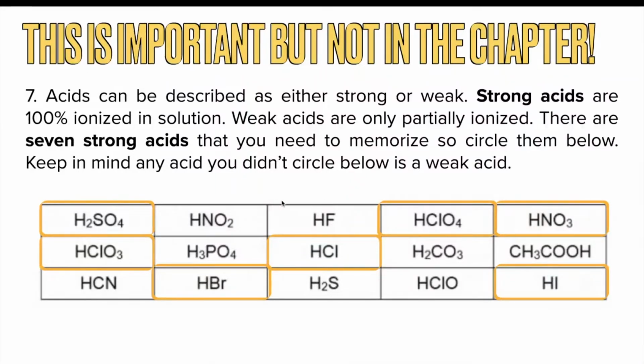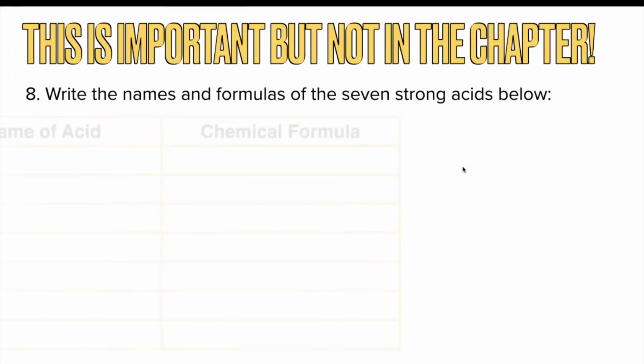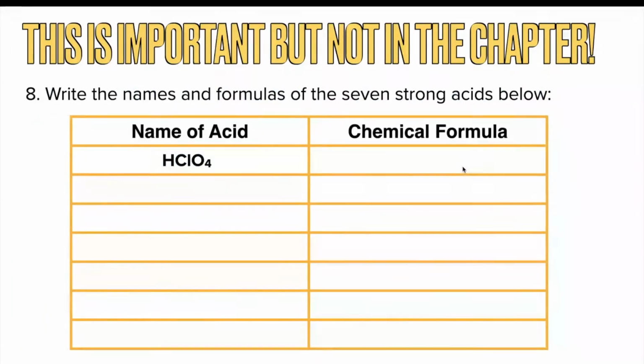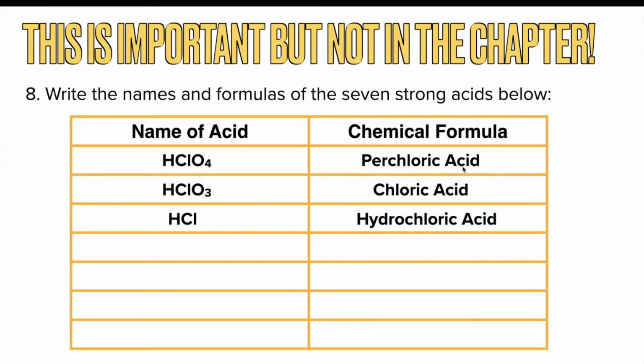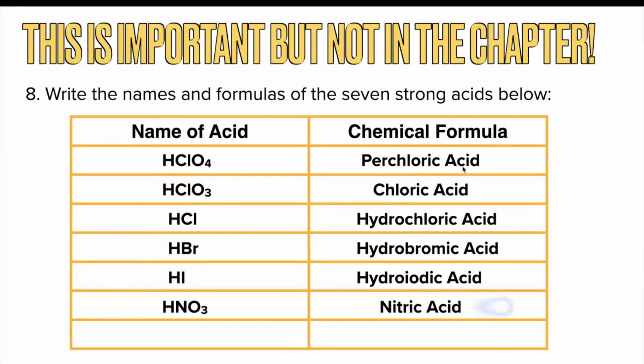That means everything else here, all the rest of these, must be weak acids. All right, let's write down the names and formulas for them. So HClO4 is perchloric acid. HClO3 is chloric acid. HCl is hydrochloric. HBr is hydrobromic. HI is hydroiodic acid. And then we've got nitric acid. And then the only diprotic strong acid that we have on here is sulfuric acid. It's the only one on the list.